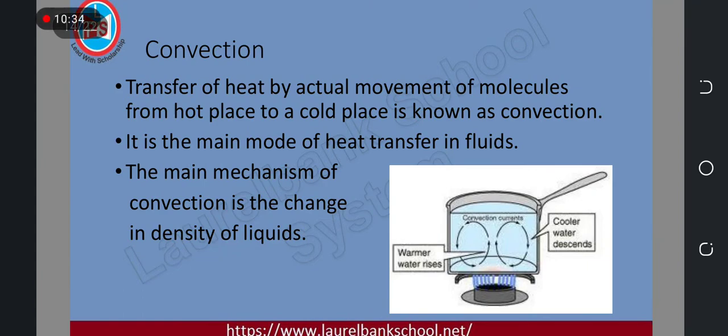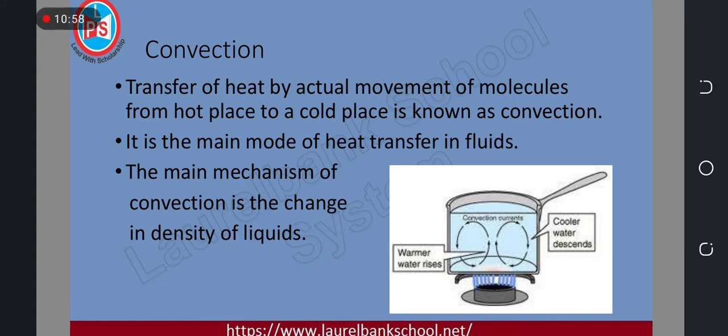Now we will move towards the topic of convection. Convection mostly takes place in gases and liquids. Convection can be defined as the transfer of heat by the actual movement of molecules from a hot place to a cold place. So this process is known as convection.